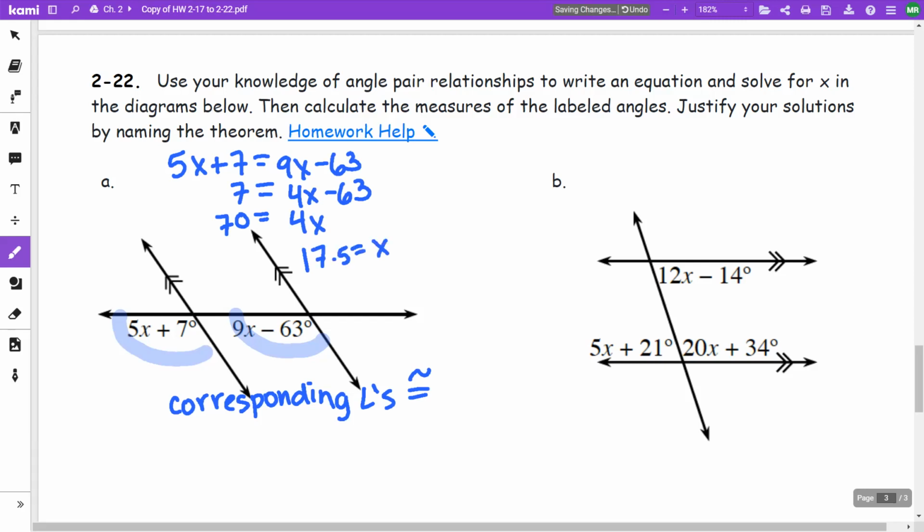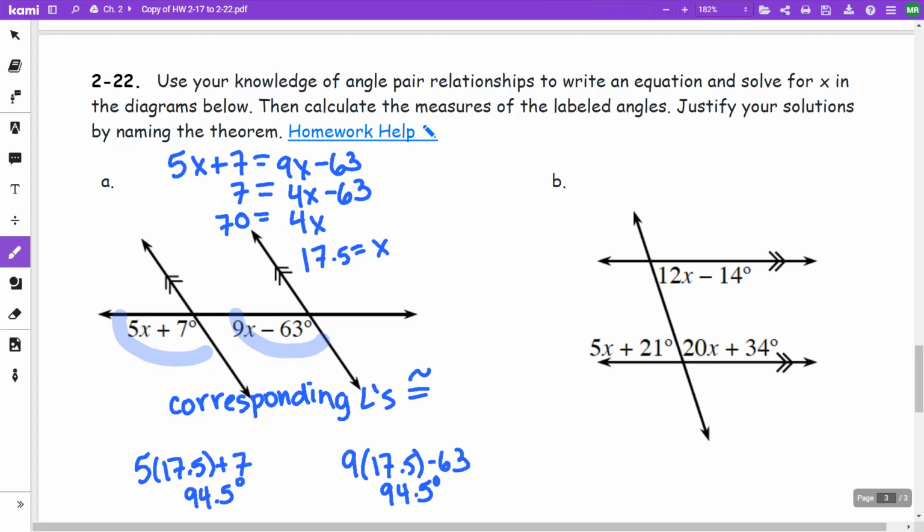So then they want us to find each of the angles. So I'm going to go 5 times 17.5 plus 7. And I'm also going to go 9 times 17.5 minus 63. Both of these should be giving me the same value. So when I work this out, I end up with a 94.5. And when I work this out, I end up with a 94.5. So that's what the two angles should be. And they should be equal because that's what corresponding angles are.